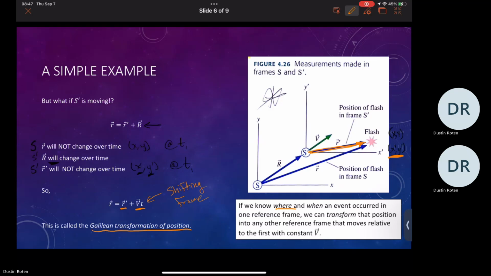So if we know where and when an event occurred in one reference frame, we can use this relationship to transform it into another reference frame. We can transform the position into any other reference frame as long as it's inertial. So I'll leave a note: inertial only.